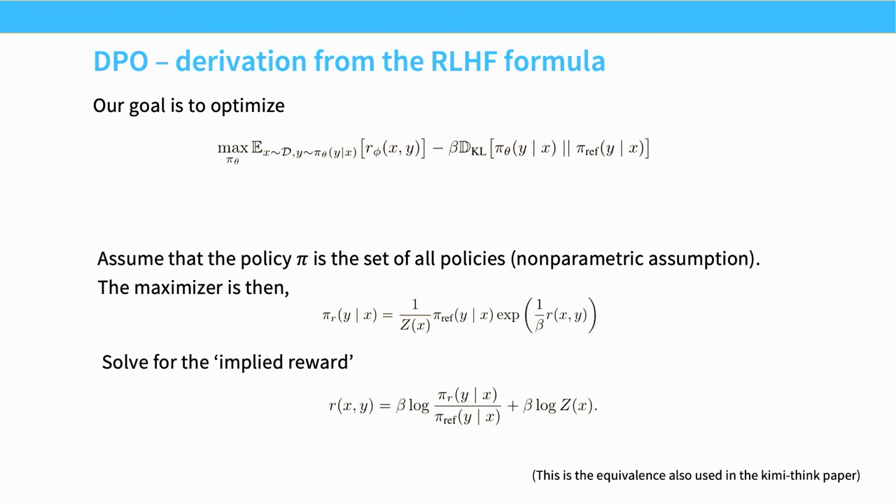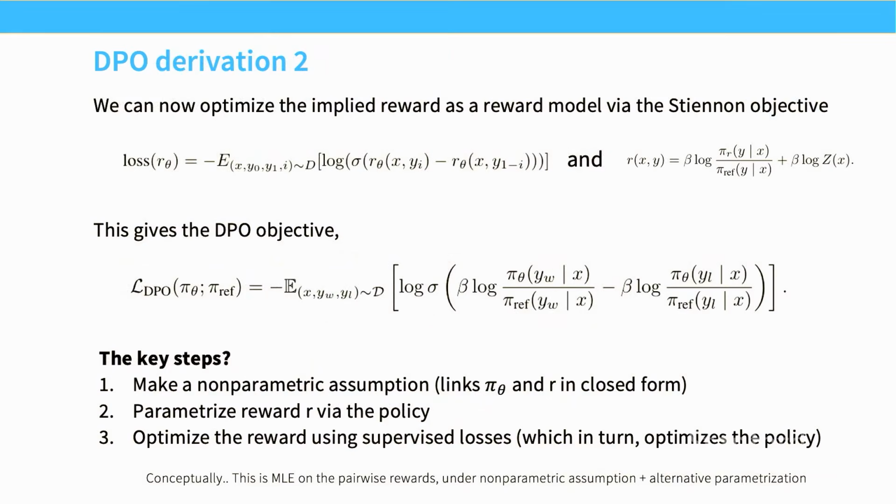Now that we know this pi of r, this perfect solution, I can solve for the implied reward. In other words, I can solve for the r that would induce this. I can put the pi r on the left side, and solve for the reward that we would have. Then we can take that implied reward and plug it into the original RLHF objective, into my loss. And this gives the DPO objective, which is very intuitive.